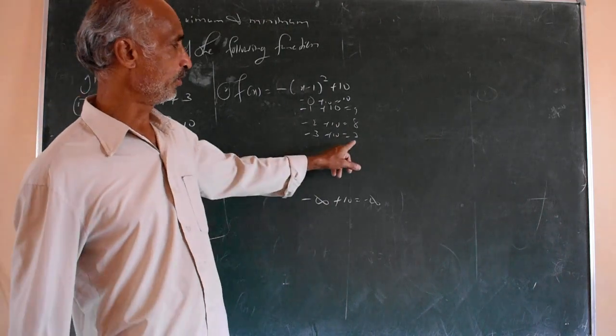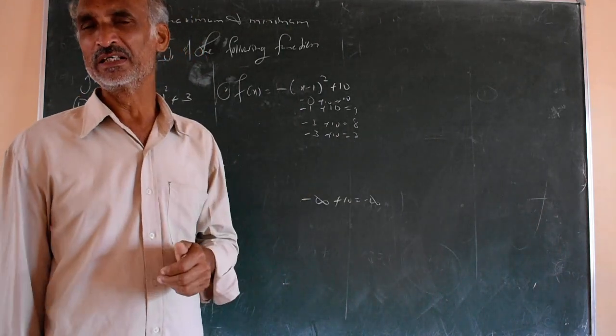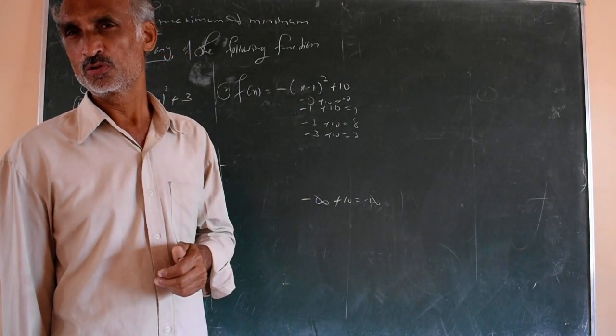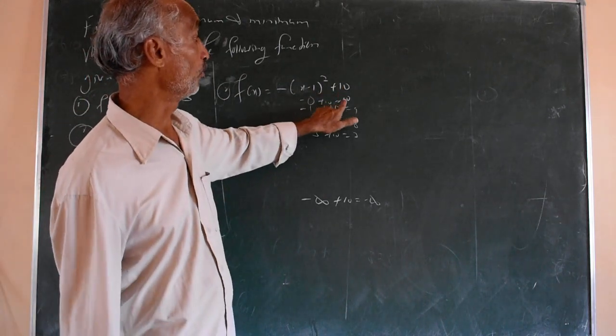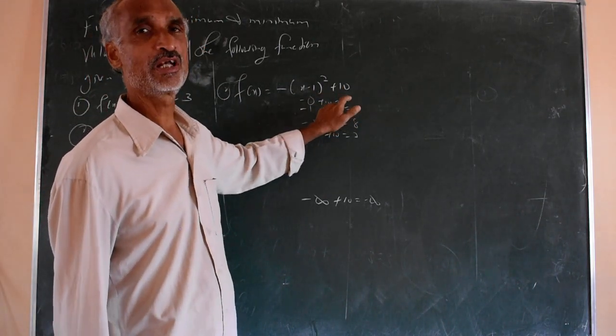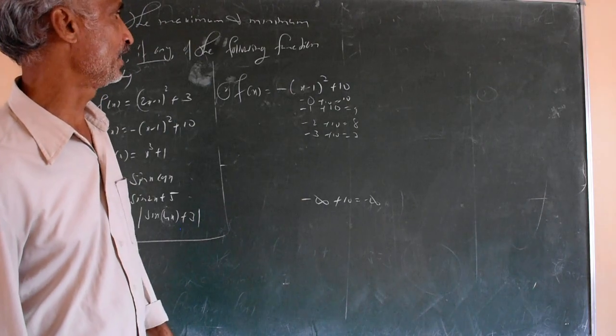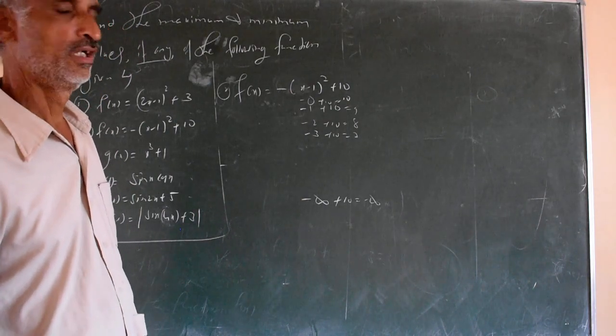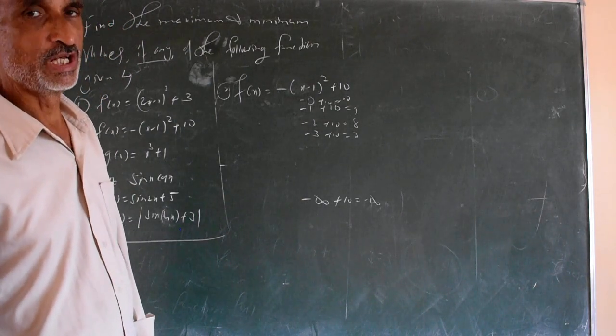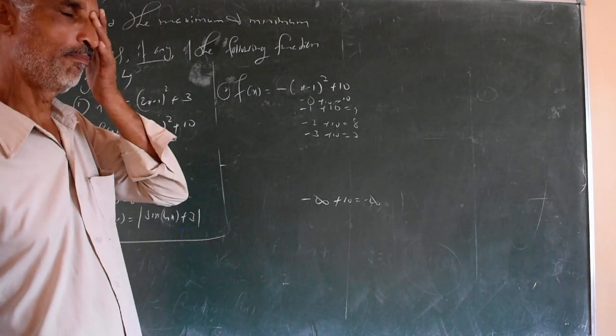Therefore, I can't catch one definite small value, but I can catch one big value. What is that big value here? 10. Therefore, the greatest value, the maximum value, is 10. There is no minimum value, but there is a maximum value.